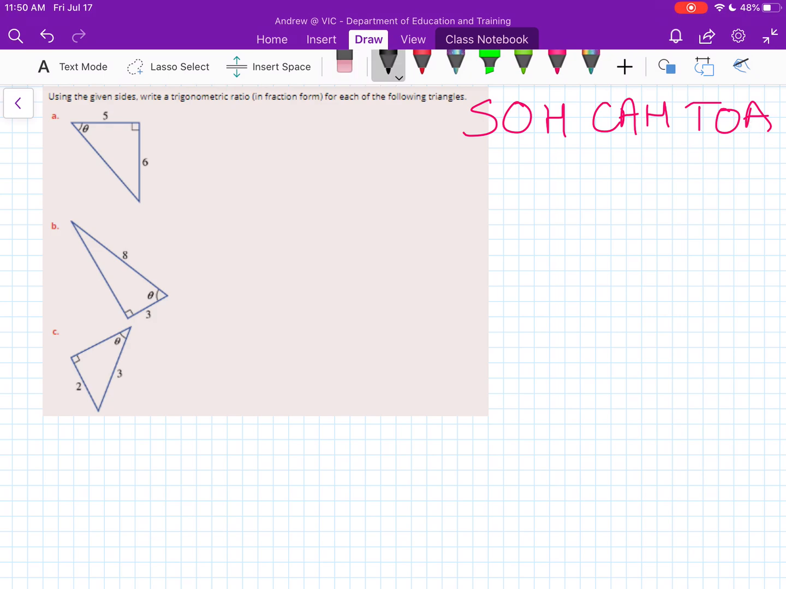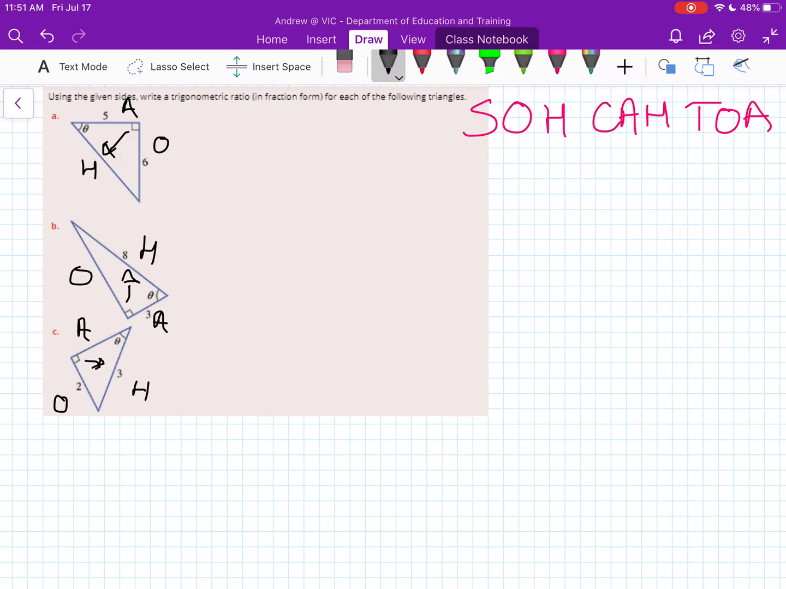For this first one, what I like to do is label these. First I label my opposite, my adjacent, and my hypotenuse, and I do this on all of them. Opposite is directly opposite our angle, hypotenuse is opposite the right angle, and adjacent is next to the angle. Especially when you're starting out, do this so you don't get confused. The hypotenuse is always opposite the right angle, and it's the longest side. Now let's get into it.